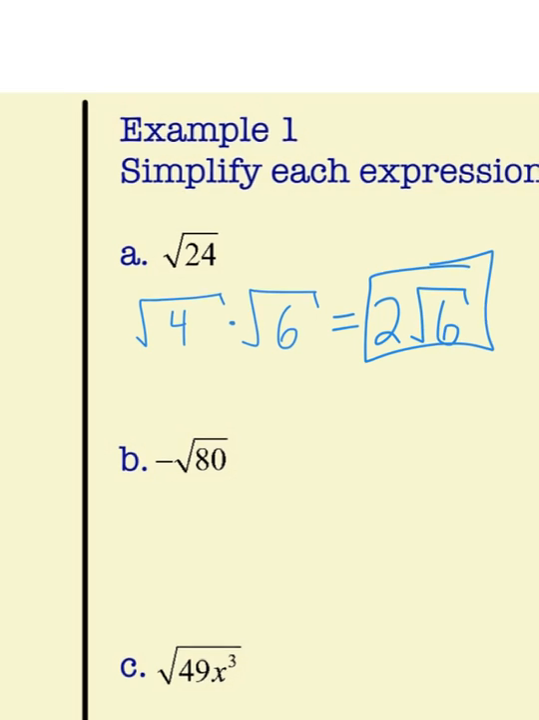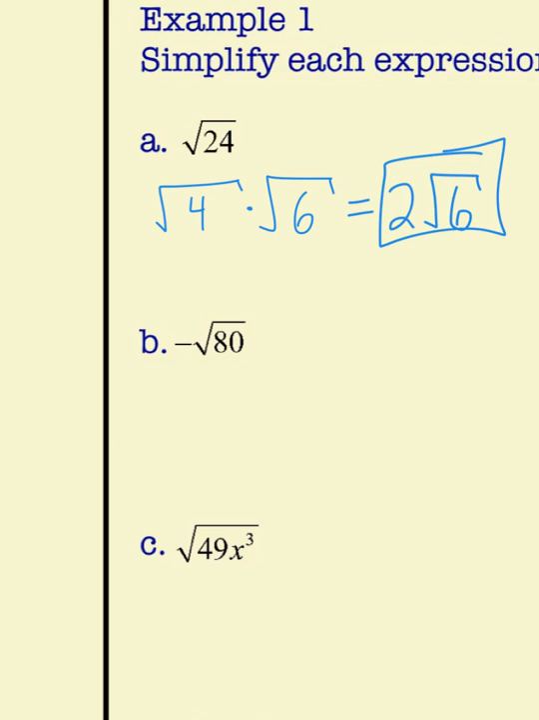All right, so part B adds a negative to the mix. When there's a negative, you have to keep that negative out front. So we're going to rewrite this as the negative square root of 16 times the square root of 5, since 16 times 5 is 80, and I know that 16 is a perfect square. And since 16 is a perfect square, I can simplify that part, make it 4, keep the negative out front, and now I have negative 4 times the square root of 5.